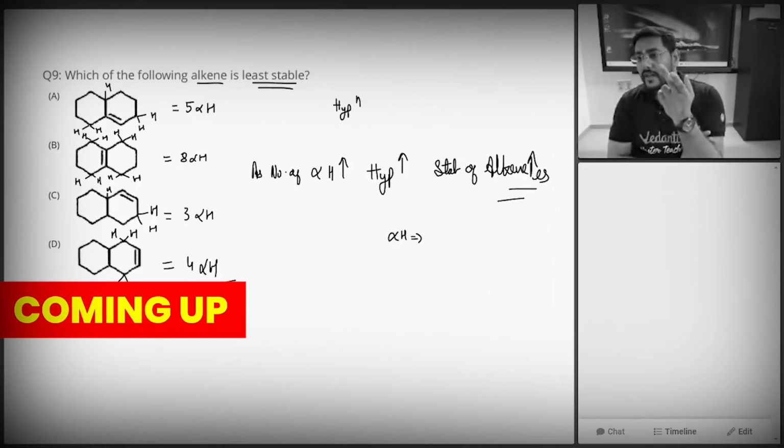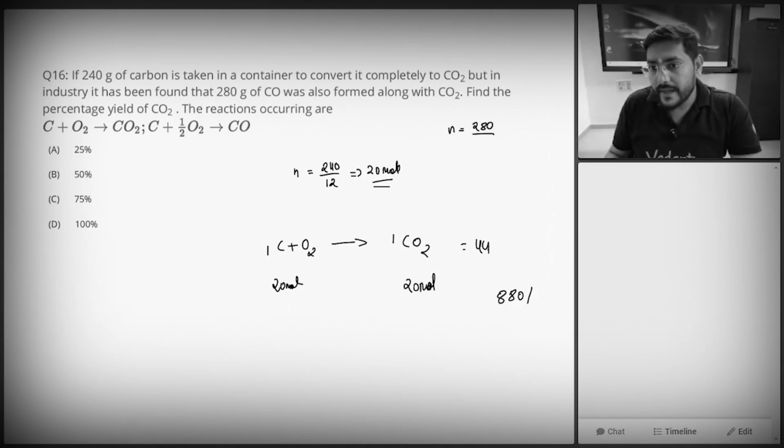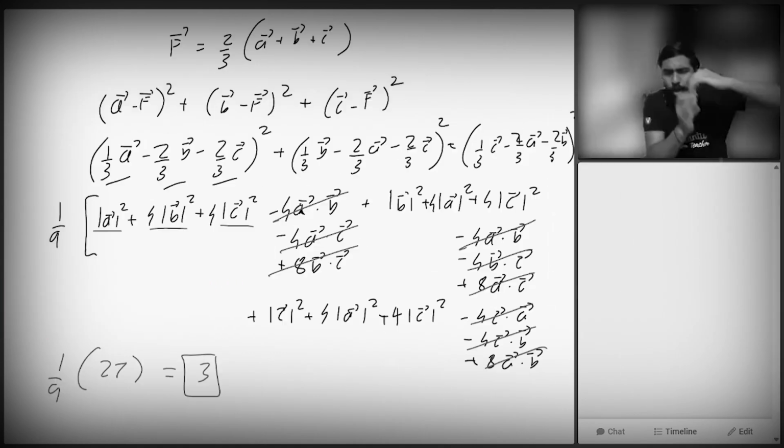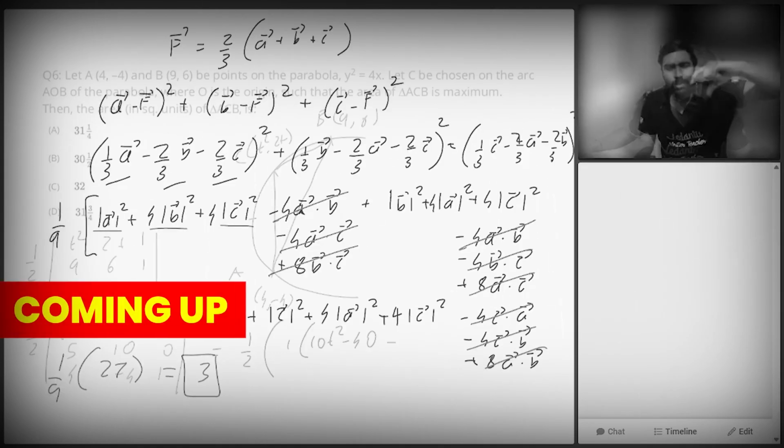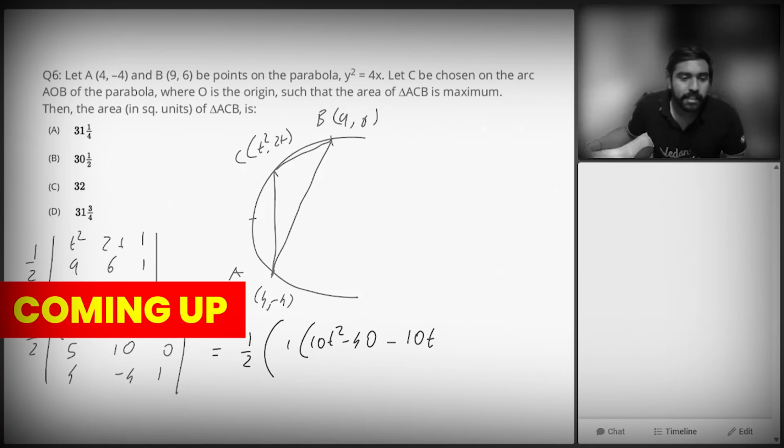As the number of alpha hydrogen increases, so 280 divided by 28, we are going to get 10 moles of all of those individual combination dot product, they will get cancelled out. 5 into 2t plus 4, that's basically minus 10t.